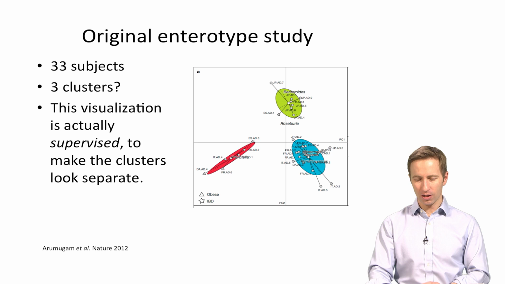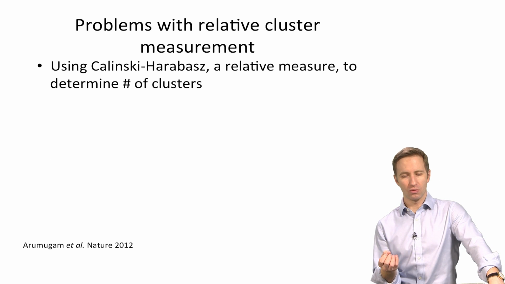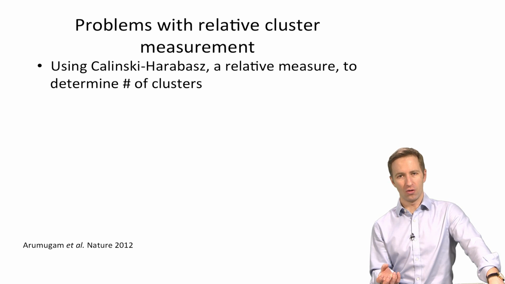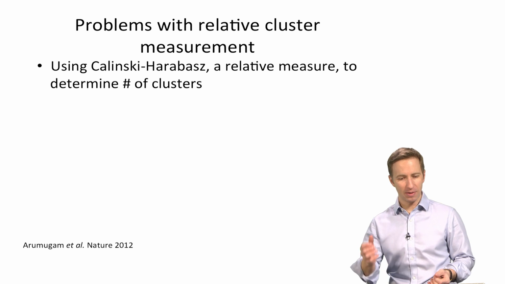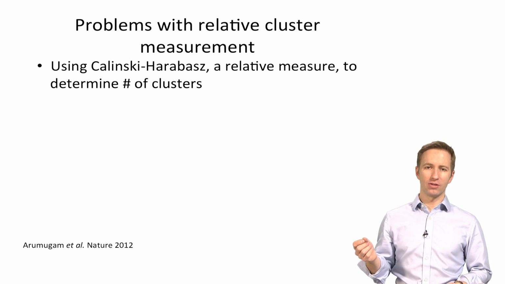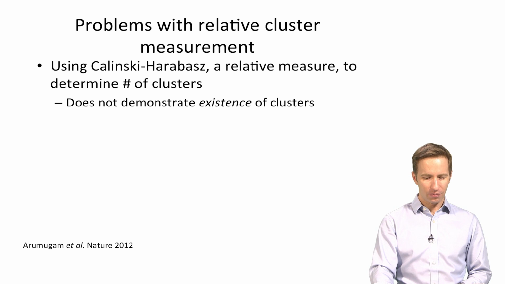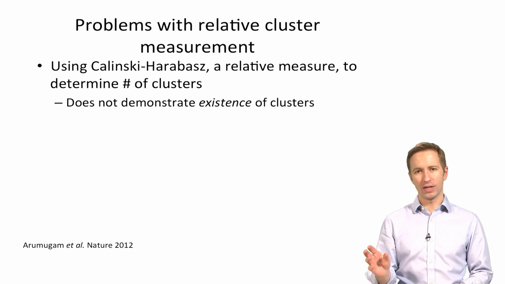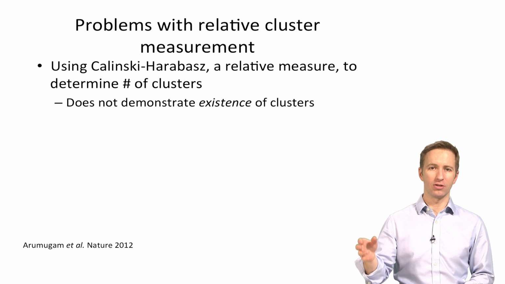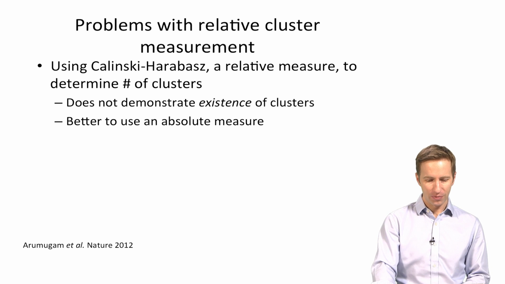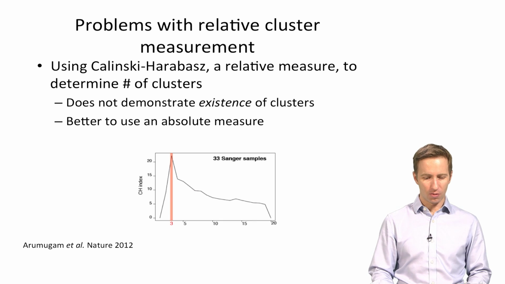Now, when you're going to test for clustering structure, the one other pitfall is to use a relative measure of cluster strength only. So a common technique is to use the Calinski-Harabasz metric, which basically tells you which is more likely, 1 cluster, 2 clusters, 3 clusters, 4 clusters, and so on. But it doesn't demonstrate the existence. So sorry, it doesn't give you a score for 1 cluster. It just tells you 2 versus 3, 4, 5, and so on. So in general, it's better to have an absolute measure of clustering quality.